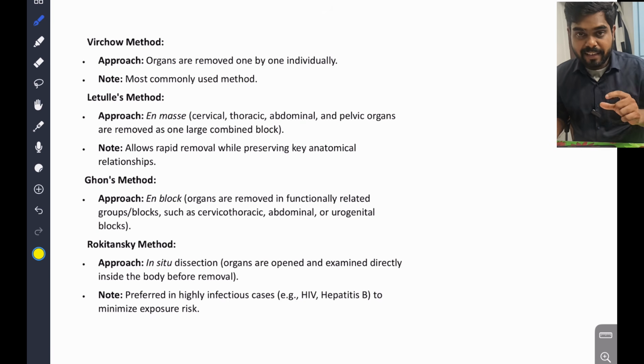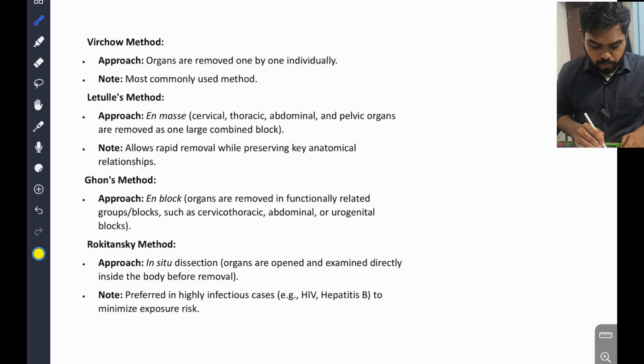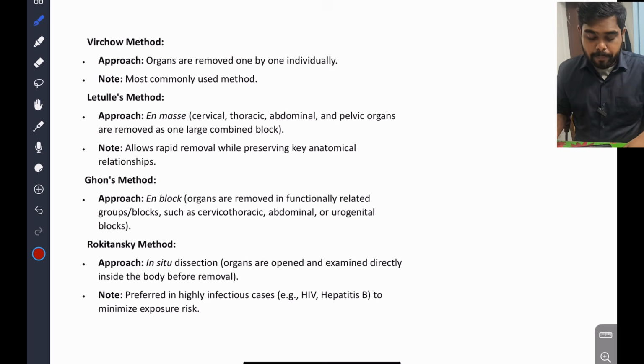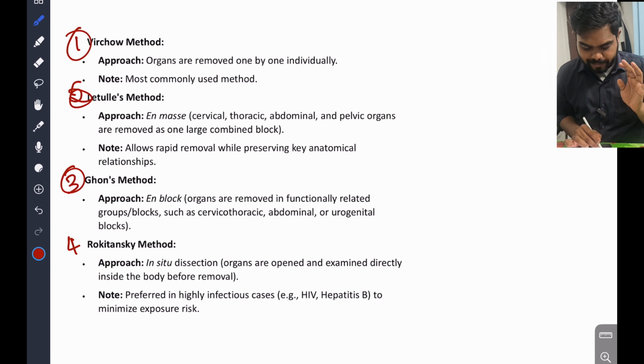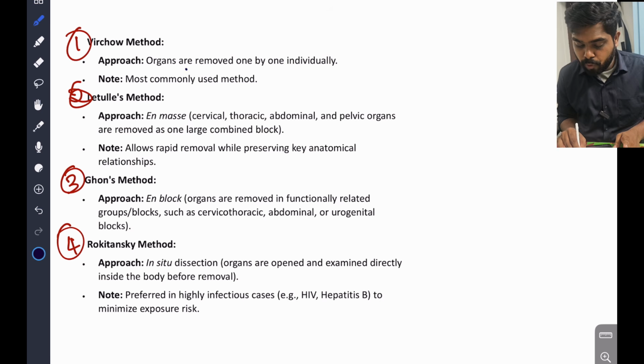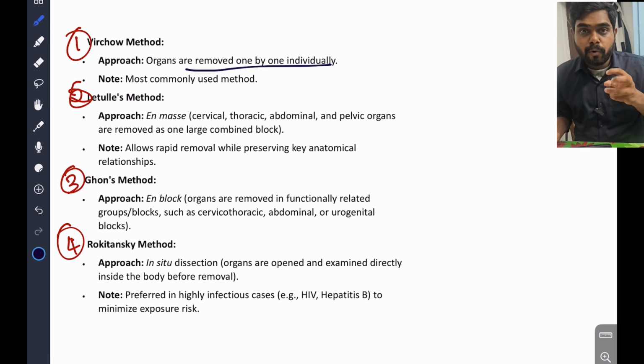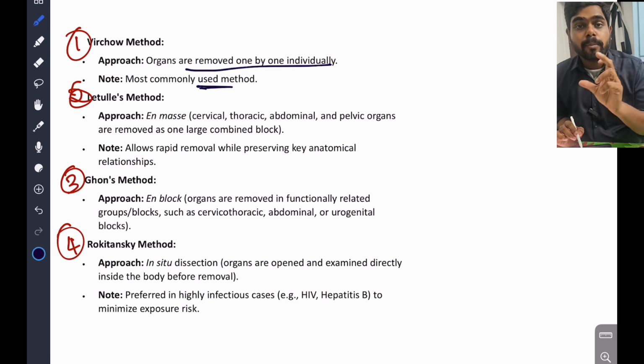This is the area where questions will come, and questions have already come. So now we are going to see different methods. One is Virchow method, Letulle's method, Ghon's method, and Rokitansky method. Four methods. In Virchow method, organs are removed one by one, and the most commonly used method is the Virchow method. So the question is: the most common method is Virchow, organs are removed one by one.